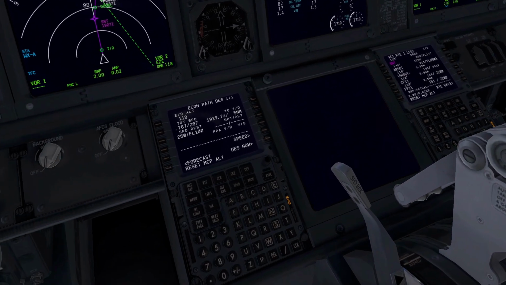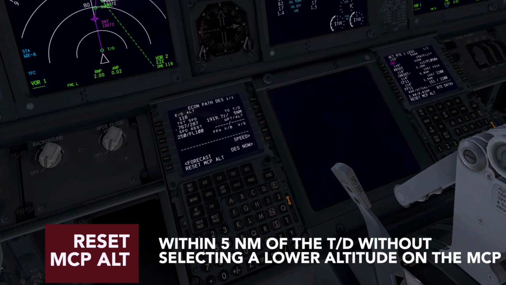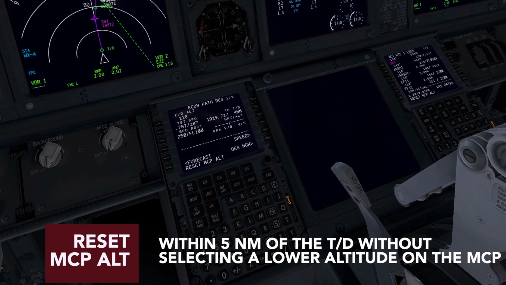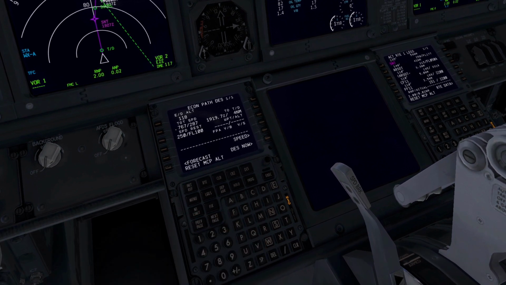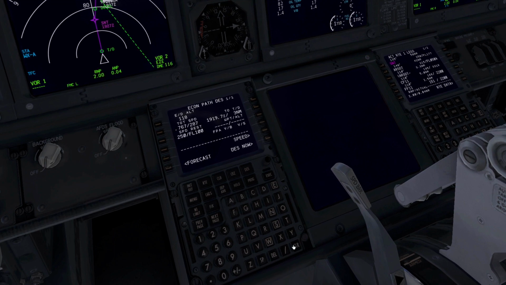So now we've got the famous reset MCP altitude message in the FMC, which basically is telling us that we are close to our top of descent point and our MCP altitude hasn't been changed, so we need to reduce it to a lower altitude. Let's clear the message and disregard it for now. And let's wait until we reach our top of descent.